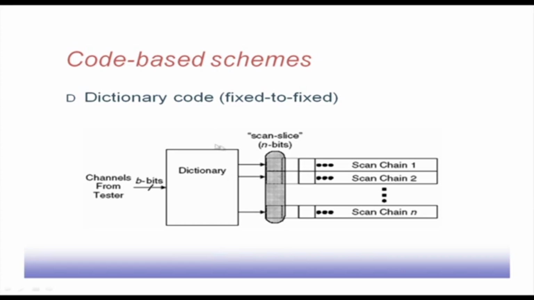So this is the dictionary based coding, a fixed to fixed length coding. The saving that we can have is that from the dictionary I am getting B bits, so in the tester I need to store only the B bits for individual slices. The dictionary size is of course a factor, but otherwise there can be saving.